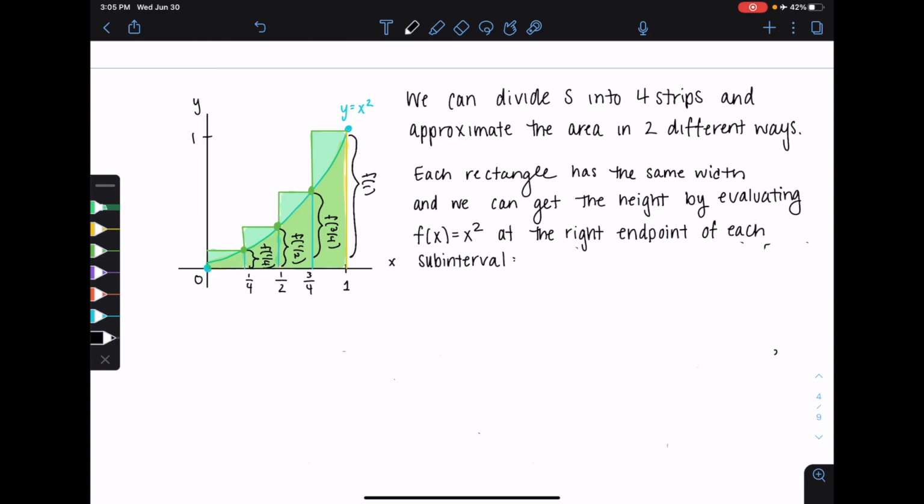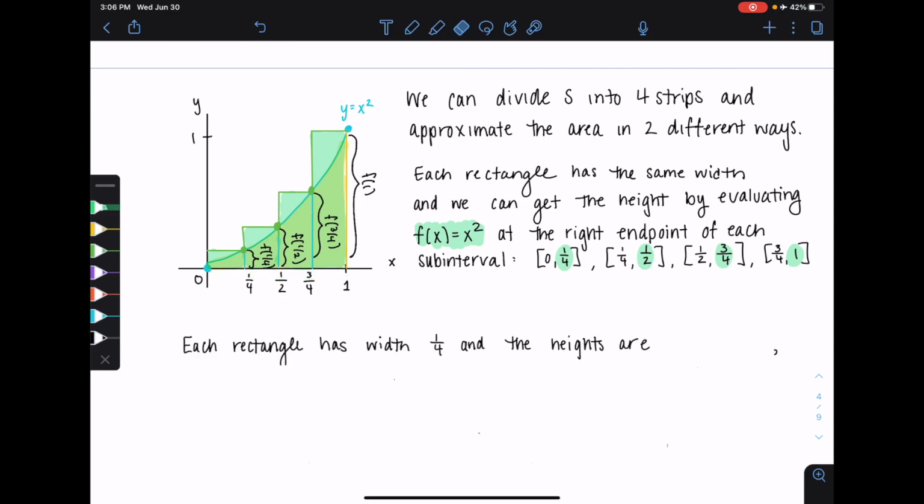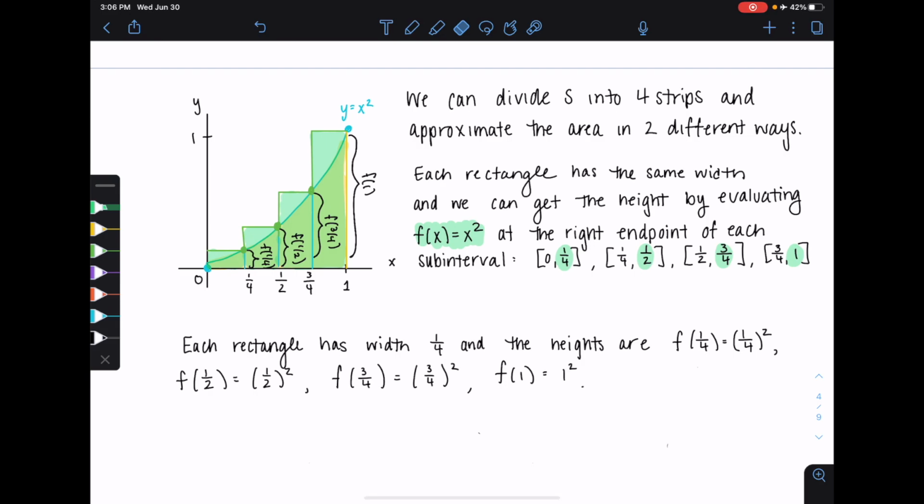Okay. So I'm using the right endpoint of each subinterval, which is from 0 to 1/4, 1/4 to 1/2, 1/2 to 3/4, and 3/4 to 1. So I'm plugging each of these into this function to find the height of the rectangle. Because this entire region has a length of 1, and I'm using 4 subintervals, every rectangle has width 1/4. And the heights would be, we plug in 1/4 into the function, so that's 1/4 squared. If we plug in 1/2, it's 1/2 squared. 3/4 is 3/4 squared. And 1 is going to be 1 squared.